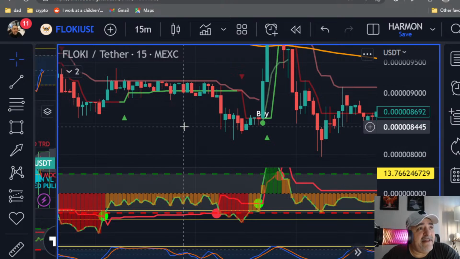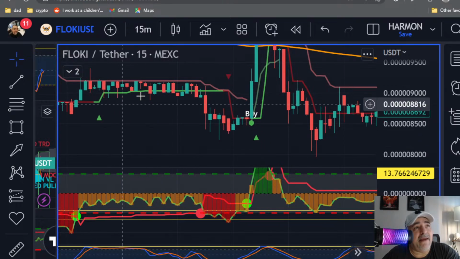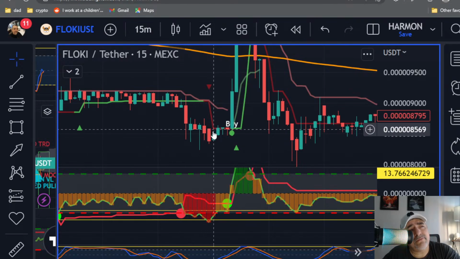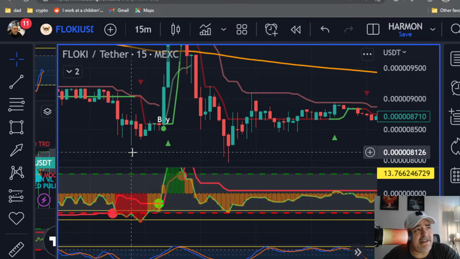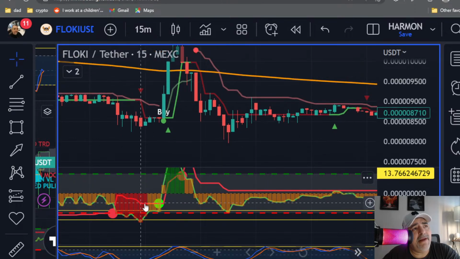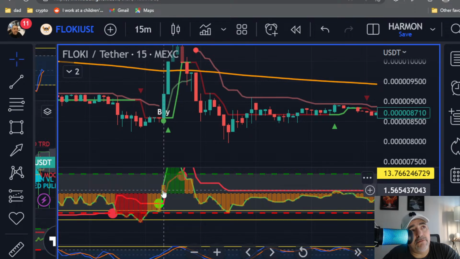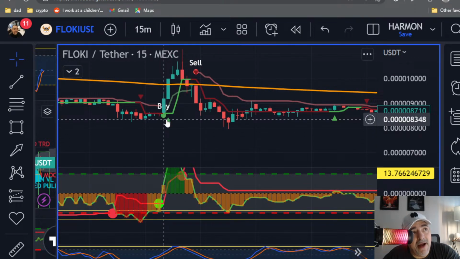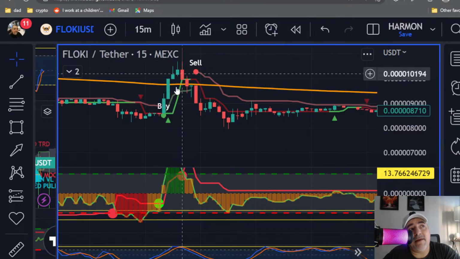I had a good weekend looking at these charts, so I'm very excited to go through these charts with you right now. So here we go. Red trend, red moon, obviously. Now we come here, now we get green moon. We get a positive volume, right? Look at that, positive volume, and a buy signal. This is an 8% move, right?